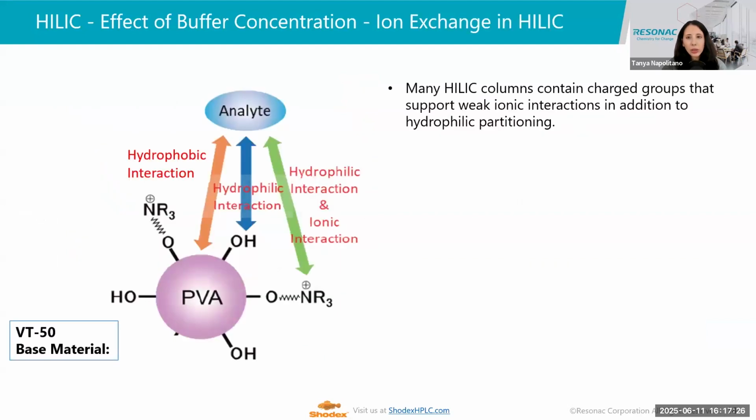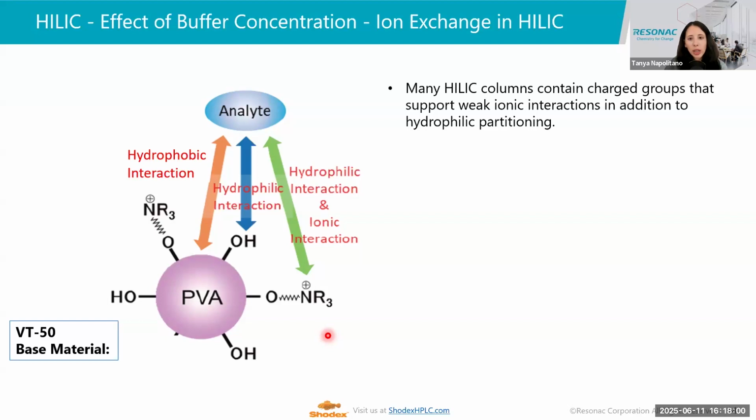So now let's take a closer look at why buffer concentration affects retention by understanding the column chemistry. So many HILIC columns are functionalized with charged groups. This diagram shows the VT50 base material, PVA support with quaternary ammonium groups, and these create a positively charged surface that supports multiple interactions. So in addition to hydrophilic partitioning, we get ion exchange behavior layered on top. And this is where the buffer strength becomes critical.